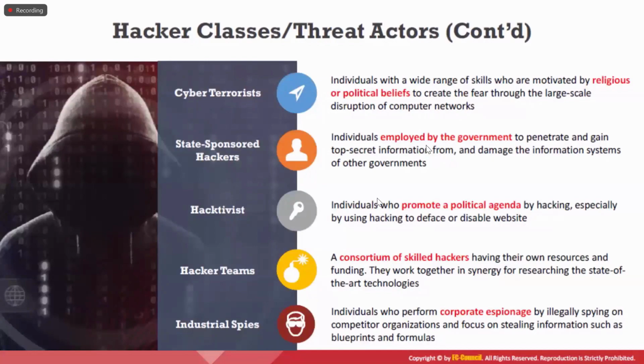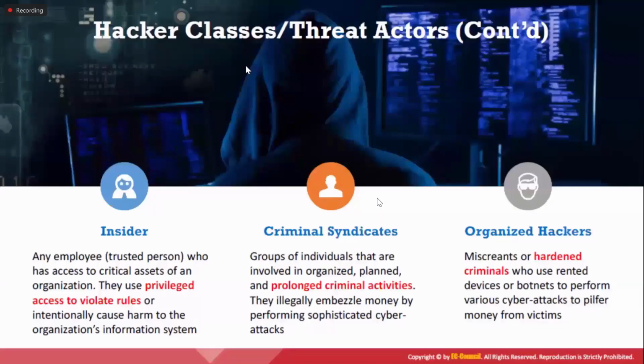And now we are at insiders. Actually, the hacker classification is continued here in this slide. So we have insiders, criminal syndicates, and organized hackers. Organized hackers come under anonymous groups and APTs as well. And an insider is nothing but an employee who becomes a hacker or delivers some information to a hacker. So those people come under insiders.